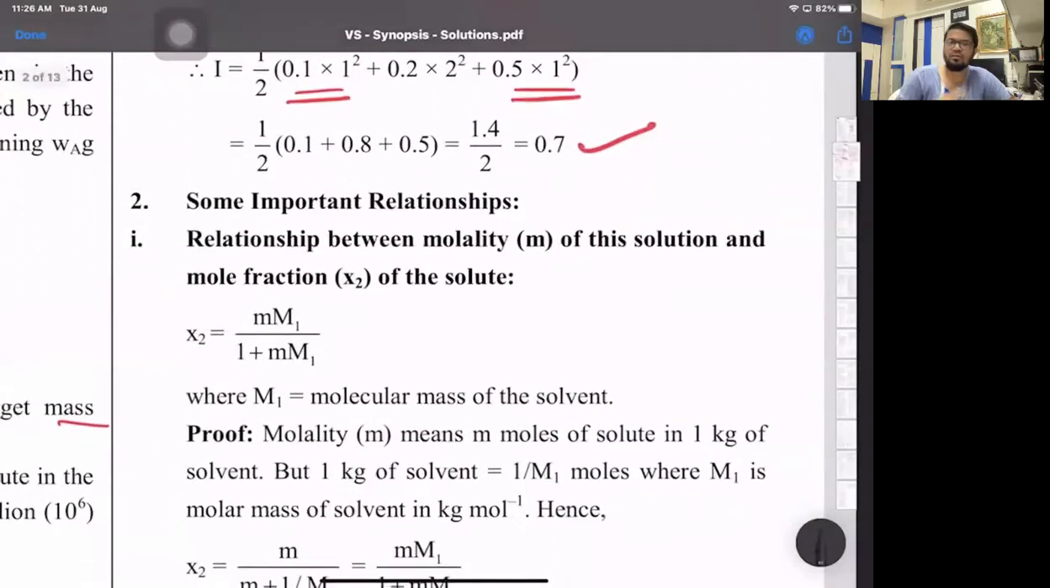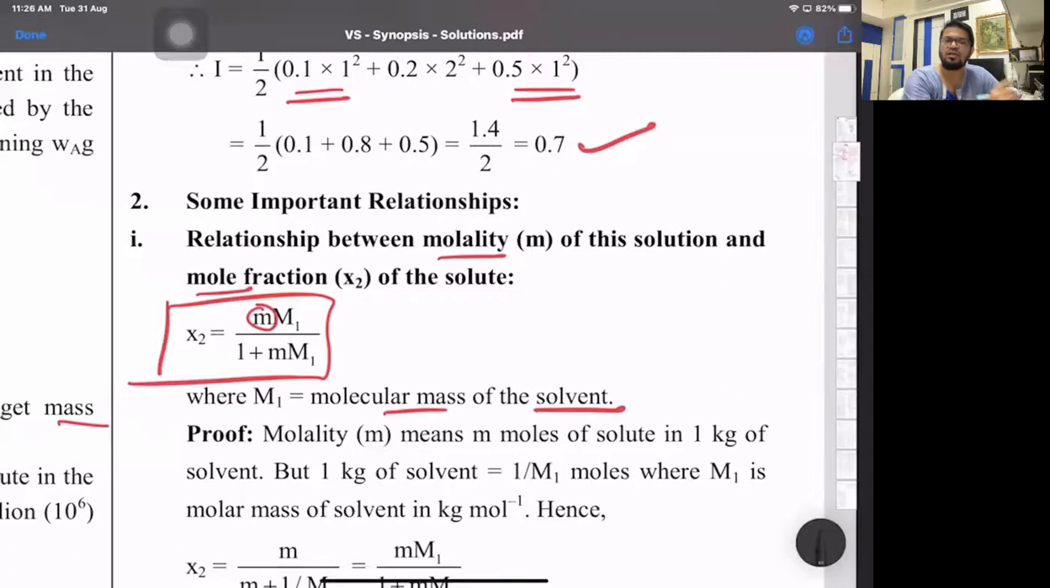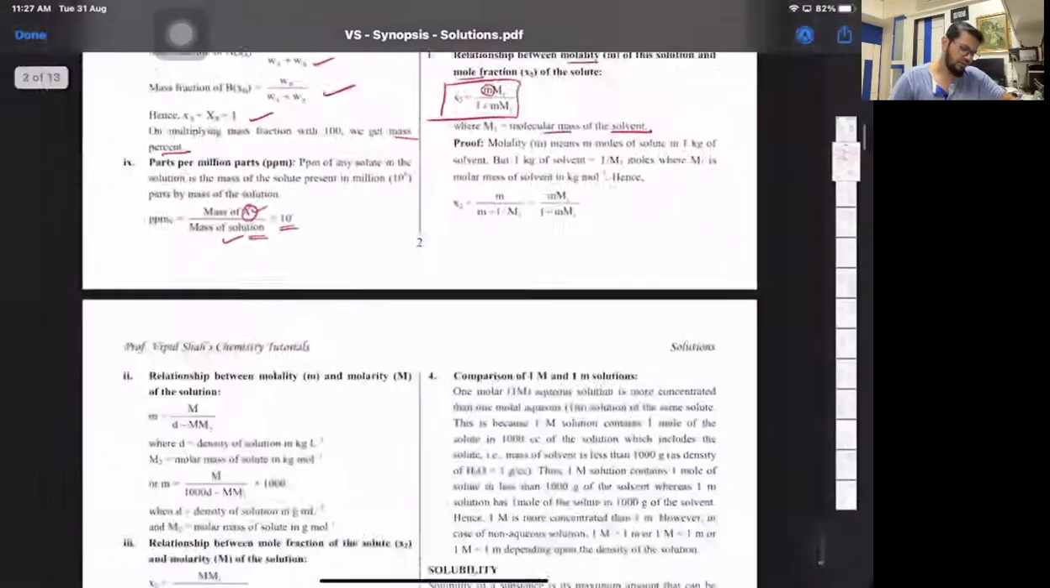Now some relationships. This is the shortcut between molality and mole fraction, where X2 is m into M1 upon 1 plus m into M1, where the subscript 1 always corresponds to the solvent. That is the molar mass of the solvent over there, and small m is the molality. So X2 is molality into the molar mass of the solvent upon 1 plus m into M1. That is one part. They have given the proof part. The proof is just for understanding. That's fair.